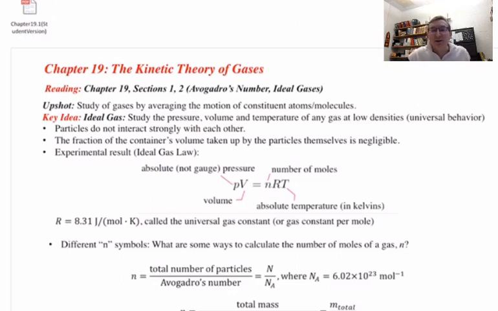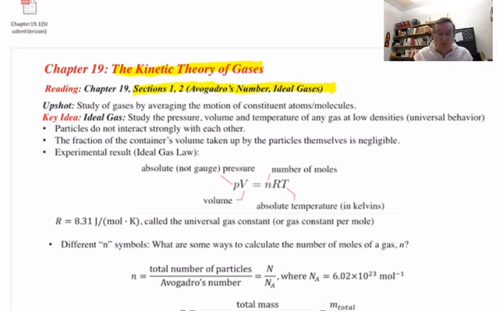This is video lecture 19.1, our first lecture for chapter 19, which is entitled The Kinetic Theory of Gases. And if you are interested in further reading in chapter 19, this video lecture is about sections 1 and 2, which introduces Avogadro's number and what are called ideal gases. And in fact, ideal gases are mainly the interest of this whole chapter.